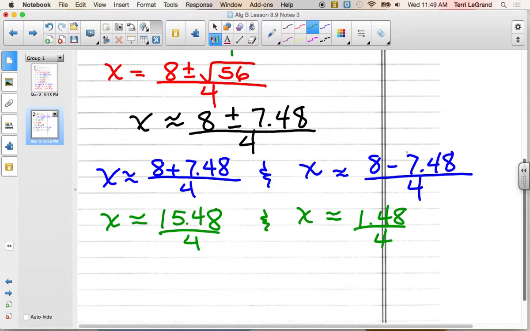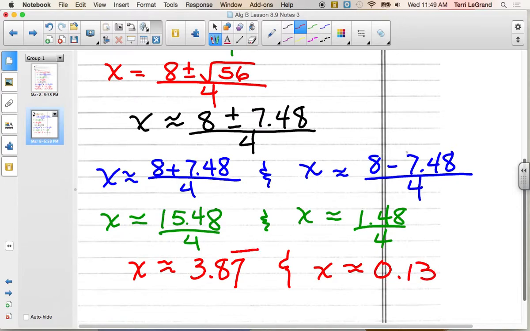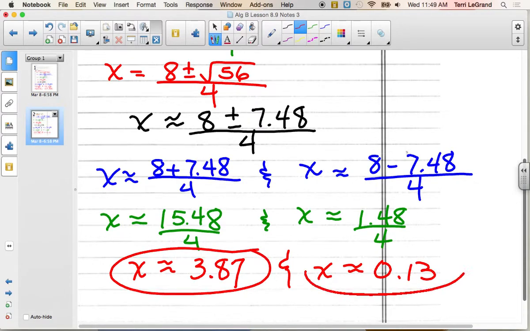Okay, what'd you guys give for a solution? What's one of them? Hand up. Jesse, what'd you give for one of them? 3.87. Okay, x is approximately equal to 3.87. Okay, and Matt, what's the other one? x is approximately 0.13. Okay, do we have to put that squiggly line if it doesn't have numbers behind it? Yes. Yep.